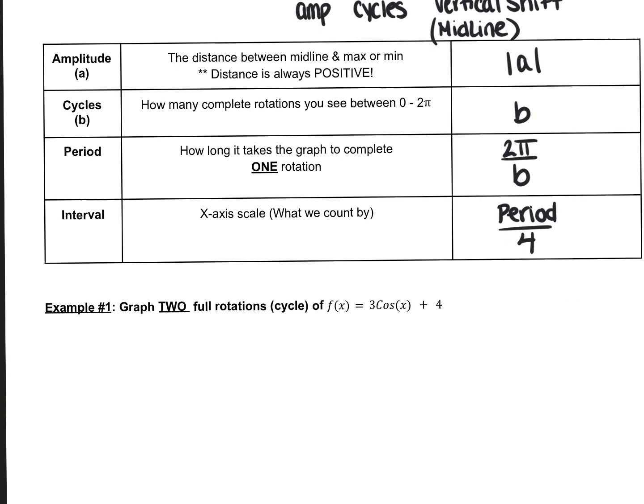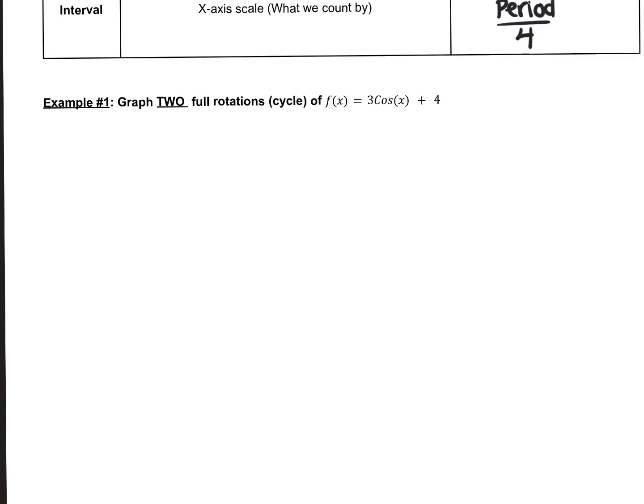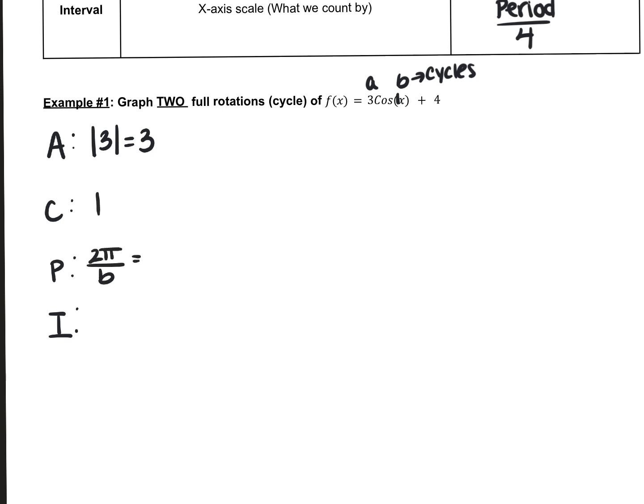So let's get to a graph. Again, in order to graph this, we need our A, our C, our P, and our I. A is the absolute value of the number in front, so the absolute value of 3 is 3. B is our cycles, or the number in front of the X. If there's no number, we can assume a 1, so my cycles is 1. Period is 2 pi over B, so 2 pi over 1 is 2 pi. Interval is our period divided by 4. Period is 2 pi, divide that by 4, and we get pi over 2.